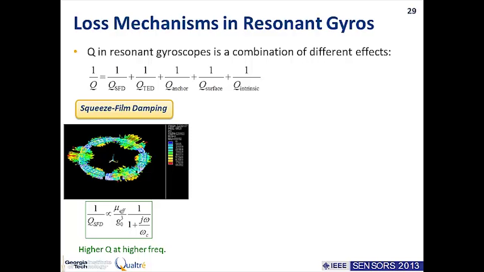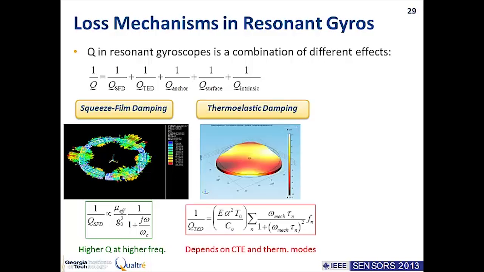One important thing about this type of losses is that they're frequency dependent. So basically, as you go to higher frequencies, these molecules have an inertia and they can't really respond as fast as your resonator. So your Q actually is higher for devices that operate at higher frequencies. This second term, QTD, is thermoelastic damping.